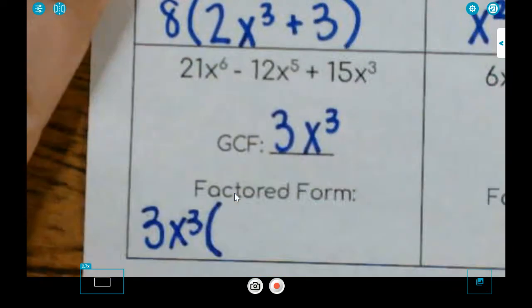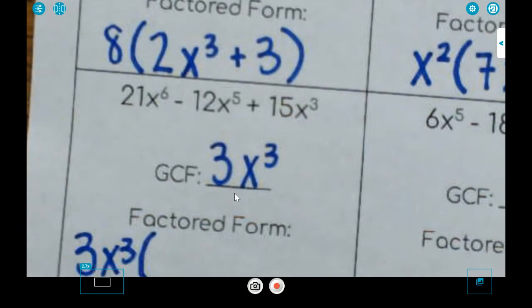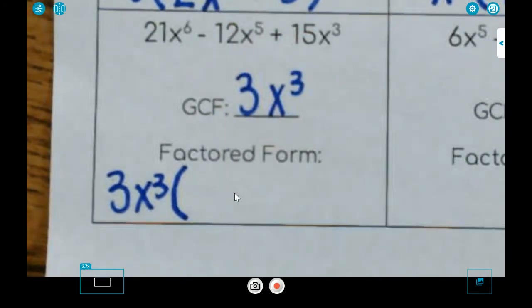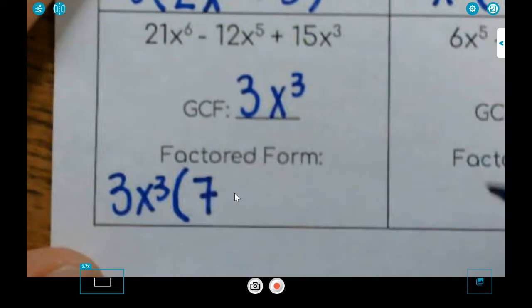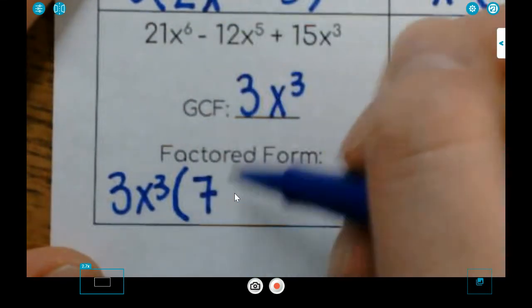Okay, we're going to put the 3x cubed out in front of parentheses, and then we are going to divide the coefficients and subtract the exponents. So 21 divided by 3, I just look at it this way, 21 divided by 3 is 7. 6 minus 3 is 3. So I get 7x cubed.